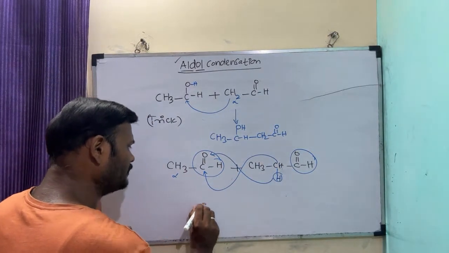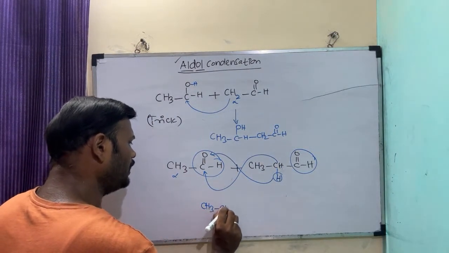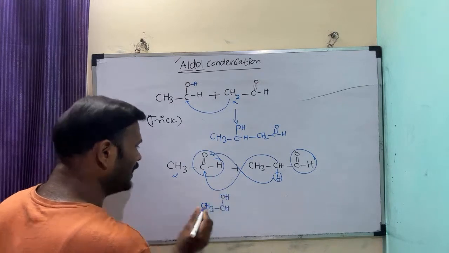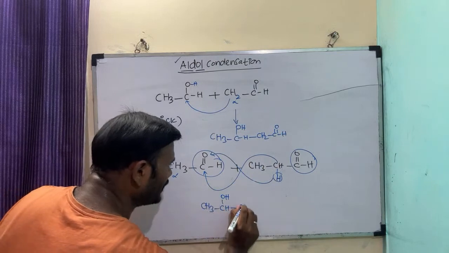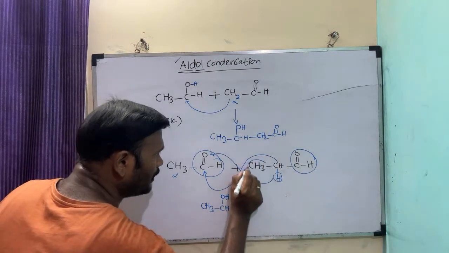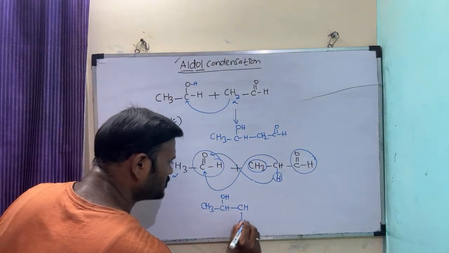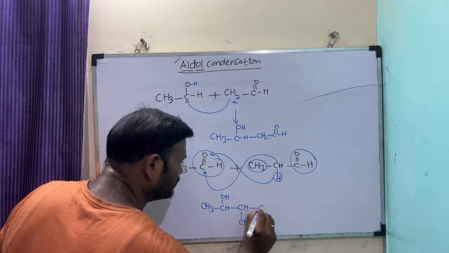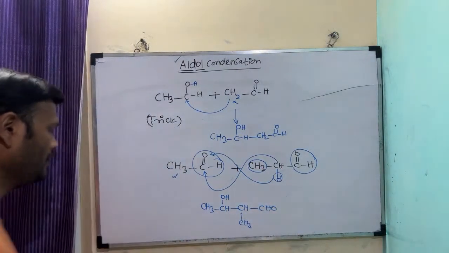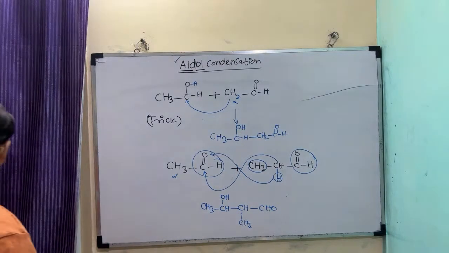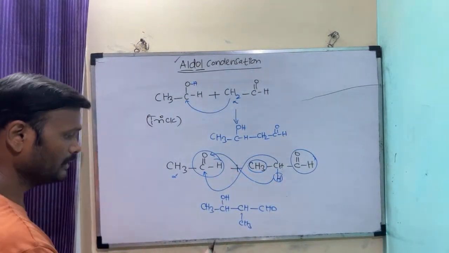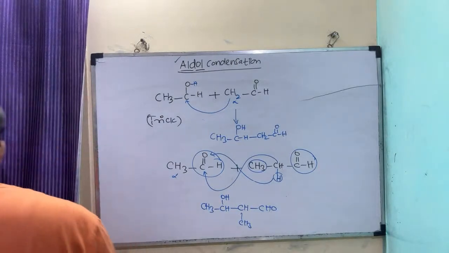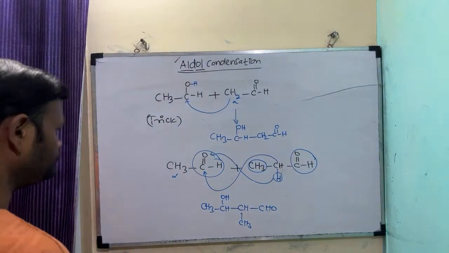I will be getting CH3, CH, here OH. To this carbon, which group is coming? The CH group is coming. So I can write the CH group, which is attached with CH3 on one side and an aldehyde on the other side. That's it. We can get a product like this. Is it clear? Very, very simple. Is it clear or not? Very, very simple.